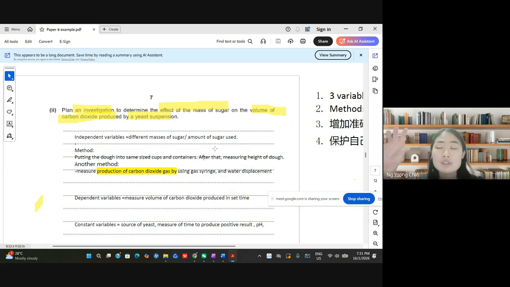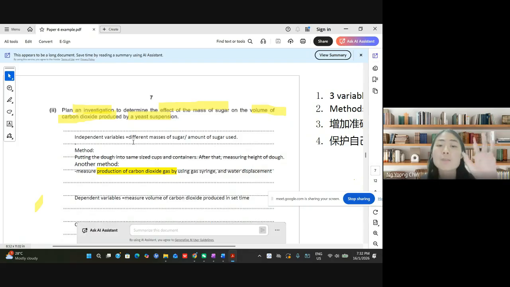So if more carbon dioxide gas is being released, that means the rate of reaction is higher. That means the rate of anaerobic respiration is higher, might be due to more sugar being used in the experiment, so more carbon dioxide is released. Because with more sugar, the yeast can have a higher rate of anaerobic respiration.